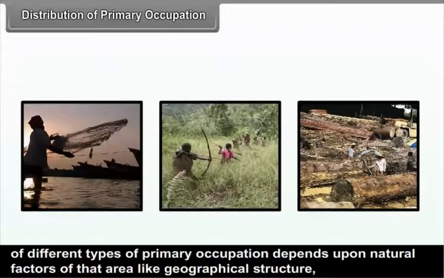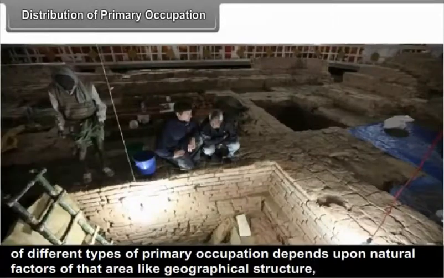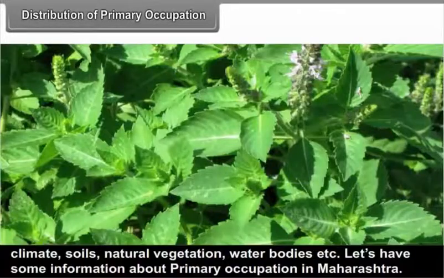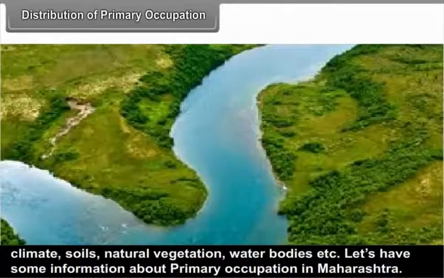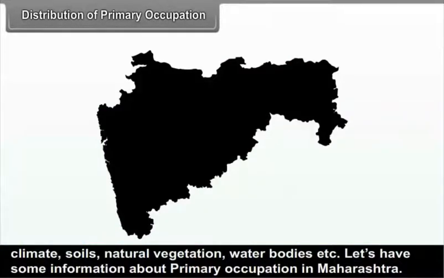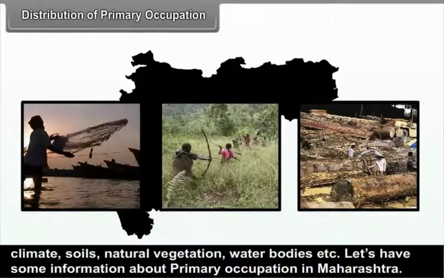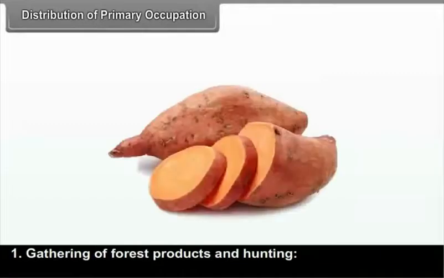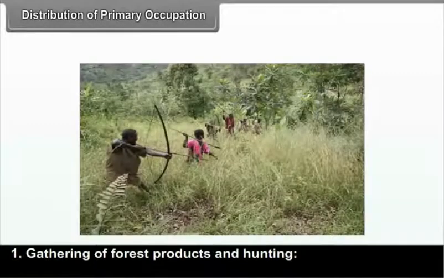Distribution of primary occupation. Distribution of different types of primary occupation depends upon natural factors of that area like geographical structure, climate, soils, natural vegetation, water bodies, etc. Let's have some information about primary occupation in Maharashtra. Number 1. Gathering of forest products and hunting.